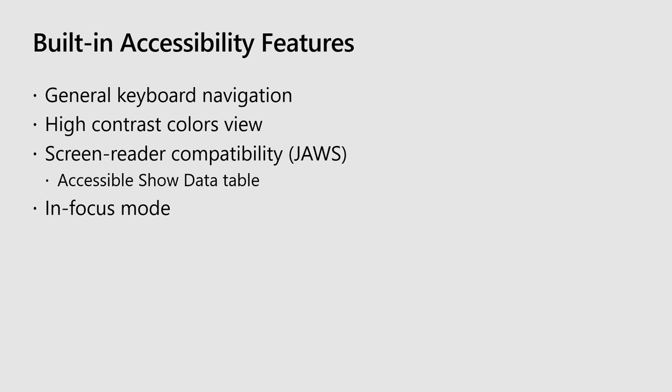Another thing that's built in for us is high contrast colors view. So if we use that feature in Windows, we can also have that available in Power BI Desktop, but you can actually go and set it in PowerBI.com and see what that looks like. So people that may have low vision can take advantage of that without you doing anything at all.